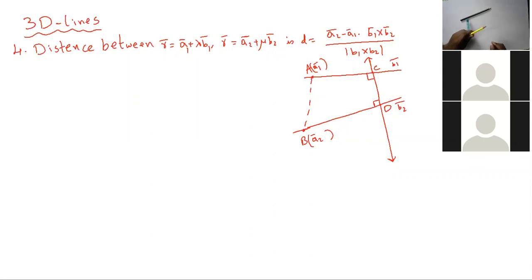But how will you find this? You can see this tip, consider this tip as point A, and this tip of this pencil as point B. Then the line joining these 2 points is AB. Now AB and CD, the line joining them, CD, is the shortest distance between them. Now our aim is to find the CD.